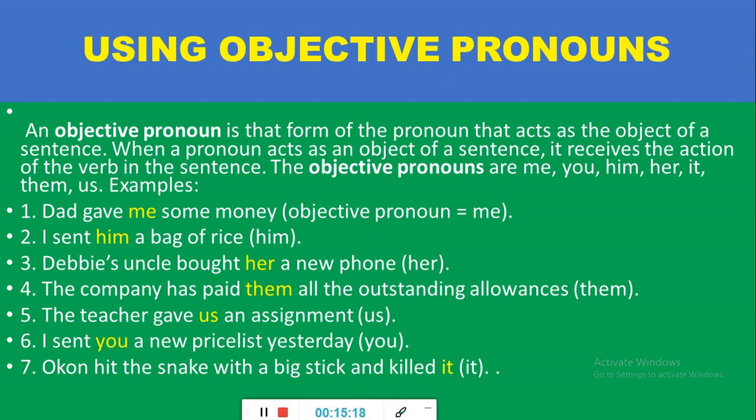Sentence number 6. I sent you a new price list yesterday. I sent you. Now, the objective pronoun here is you, the receiver of a new price list and the receiver of the action of sending, all right, indicated in that sentence. Then sentence number 7. Okon hit the snake with a big stick and killed it. Now, the objective pronoun here is it. It receives the action of killing performed by Okon.